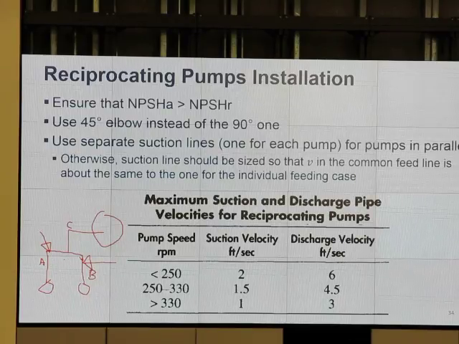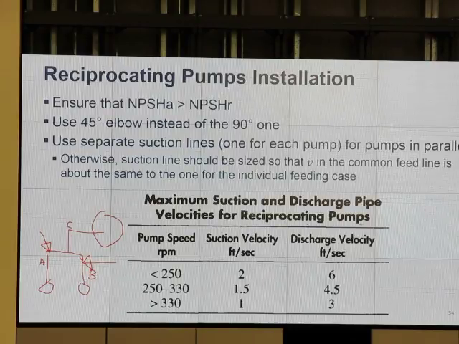The suction line should not be too long. The pump should stay close to the source. A pump is good at pumping, pushing out, not pulling in. If we increase the length, okay, next to Mackenzie, what's your name? Mackenzie too. Okay, Mackenzie. If the suction line is long, what happens to NPSHR?